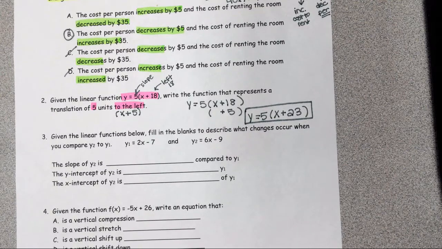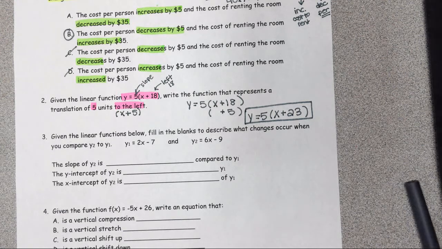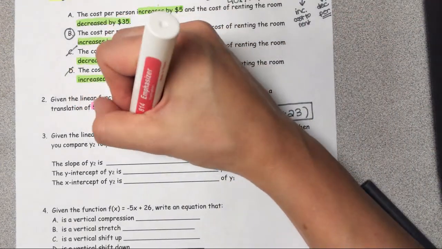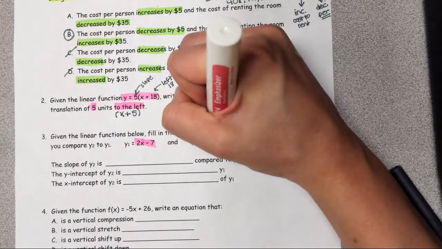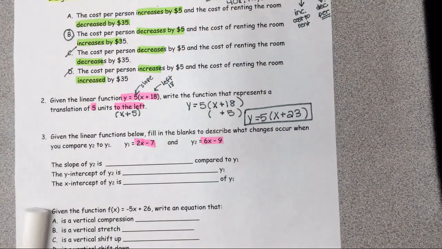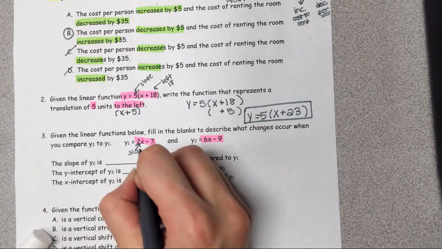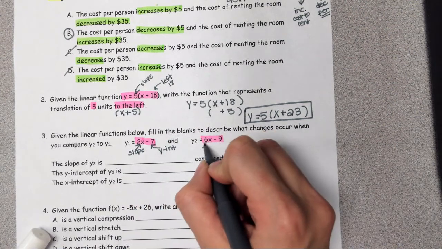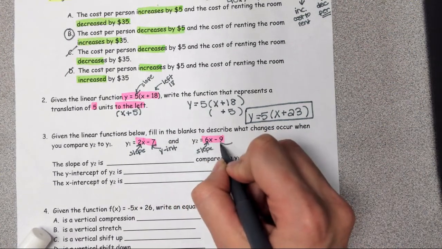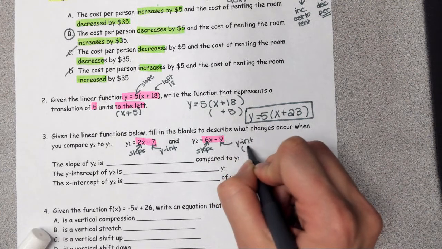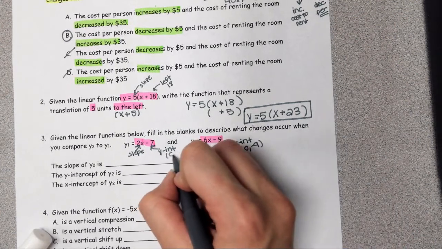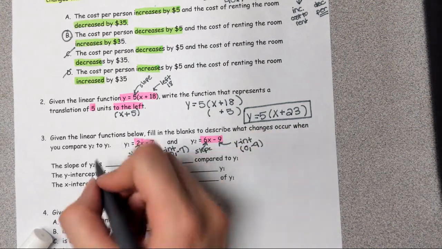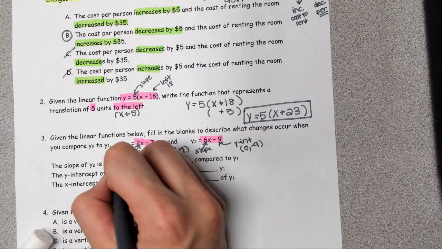Given the linear function below, fill in the blanks to describe what changes occur when you compare y2 to y1. Okay, so looking at these, this part, this part, this part, this part. Okay, so the 2 is the slope. That minus 7 is the y-intercept. 6 is the slope. The minus 9 is the y-intercept. That's the point 0, negative 9. That's the point 0, negative 7. I know that 2 is steeper than the parent function.